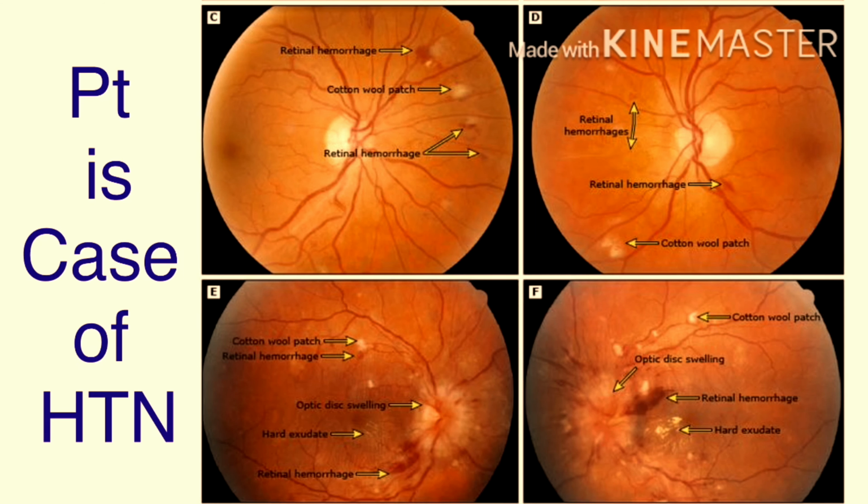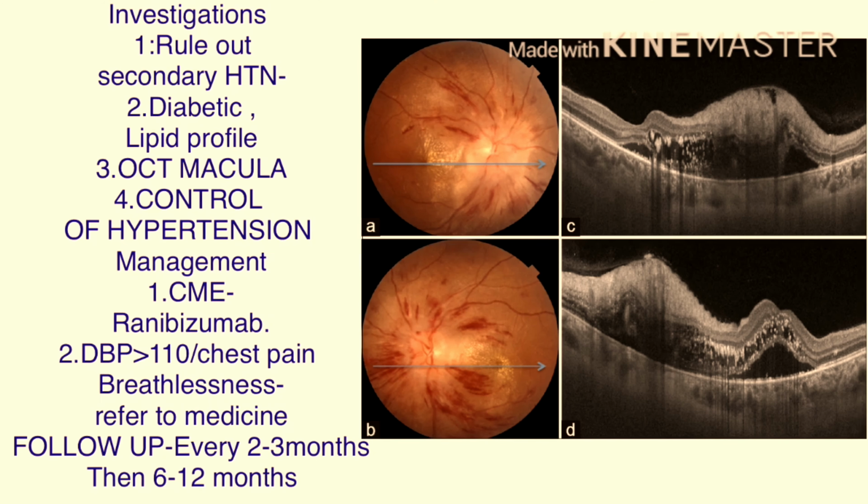Followed by retinal hemorrhages and cotton wool spots, followed by disc involvement and disc edema. Investigations: rule out causes of secondary hypertension, any renal disease, and diabetes, lipid profile, and OCT macula. Management for CME is ranibizumab. If the diastolic blood pressure is more than 110 or chest pain or breathlessness is there, we have to refer the patient to emergency. Follow up every 2 to 3 months.